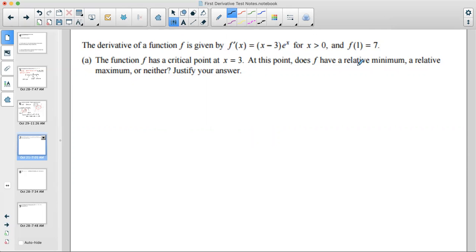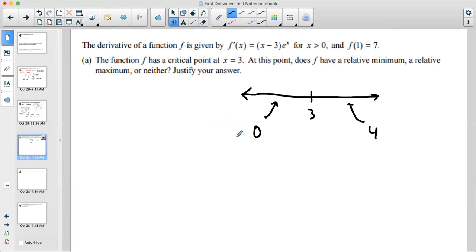At this point, does f have a relative min, a relative maximum, or neither? It says justify your answer. We'll talk about that in a minute. But we can start off by just using our little sign chart to help us out. It says the critical point is at x equals 3, so I put a 3 in here. And I'm going to plug a number in to the left of 3 and a number to the right of 3. To the left of 3, I'm going to choose 0 because that's usually pretty easy to plug in. Doesn't matter what you choose, but I'm going to choose 0. And to the right of 3, I'm going to pick 4 because it's 1 bigger than 3.